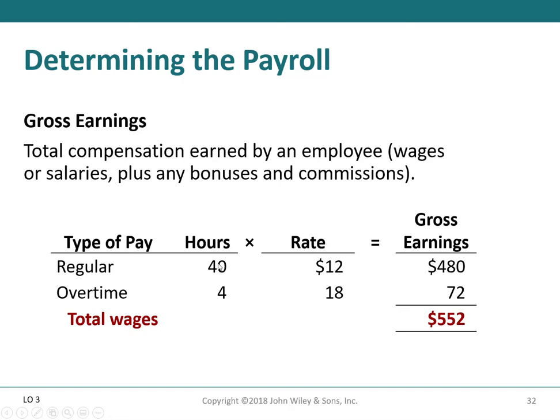So this person, as I said, worked 44 hours. That means they're entitled to 4 overtime hours. Overtime hours are paid at time and a half. So you take your regular rate and multiply it by 1.5 and you get $18, and that's where I got $72 for my gross wages. I add those together and I get $552 as my total gross earnings.